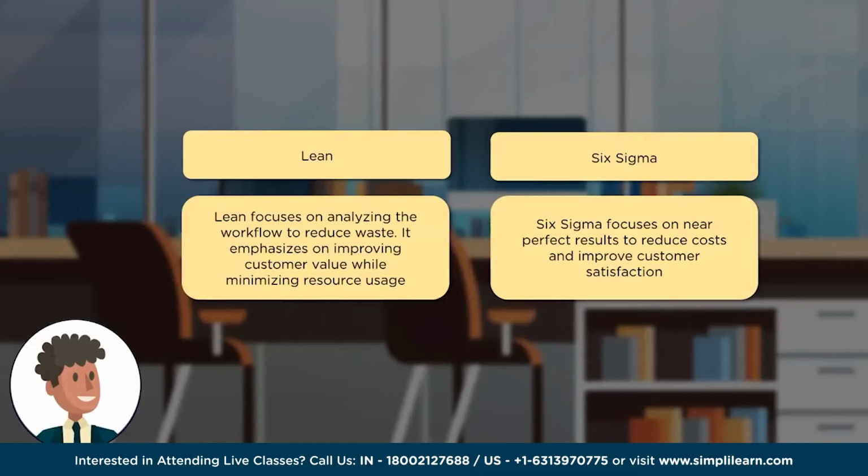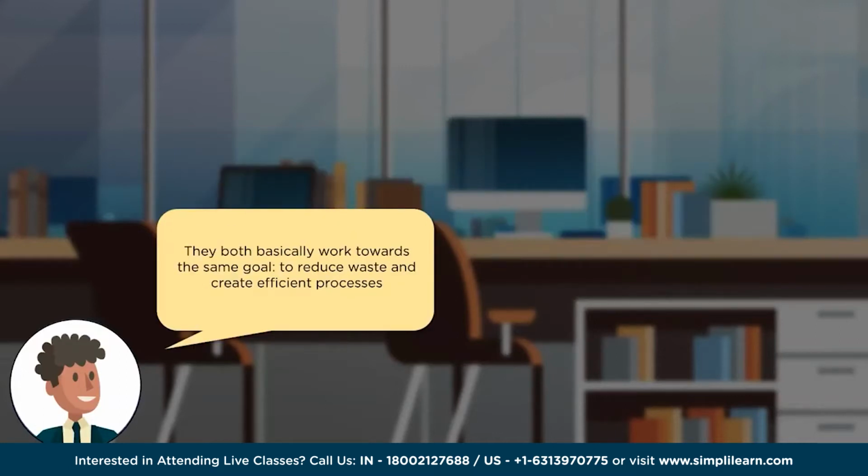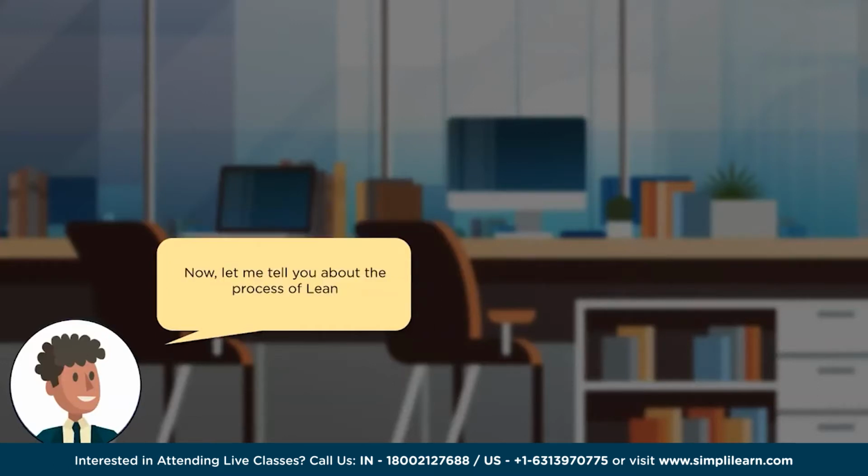Now let's talk about Six Sigma. The aim of Six Sigma is to provide near perfect results. It wants to reduce costs and improve customer satisfaction. Basically, both of them are moving towards the same goal, to reduce the amount of waste and to create efficient processes. Now let's talk about the process of Lean.